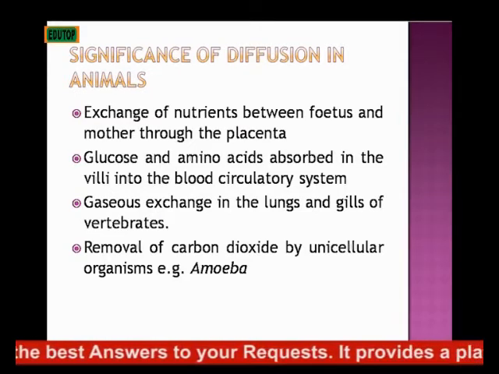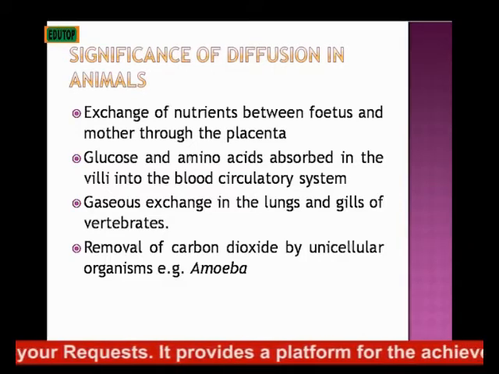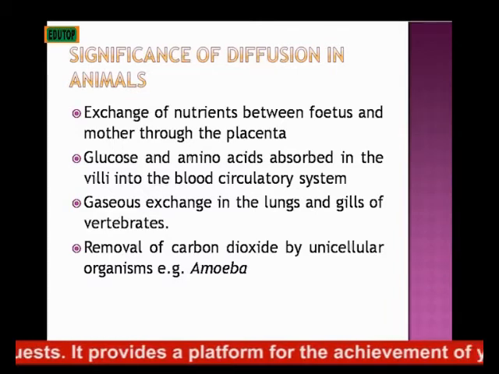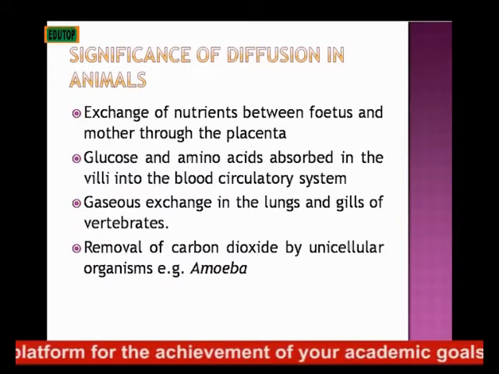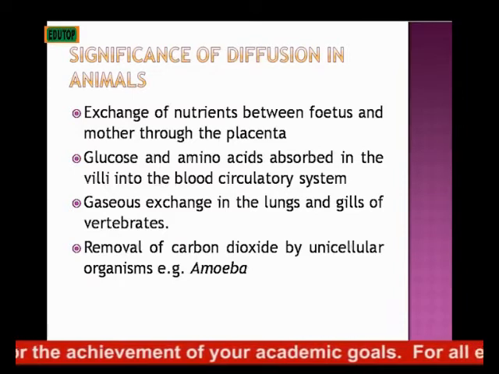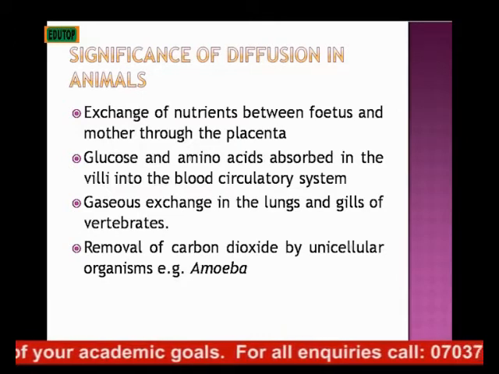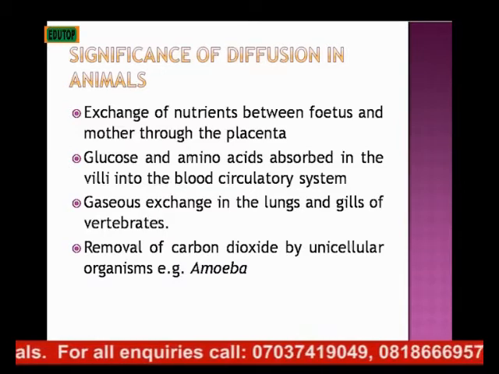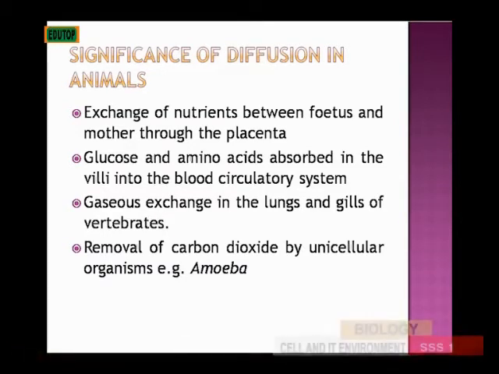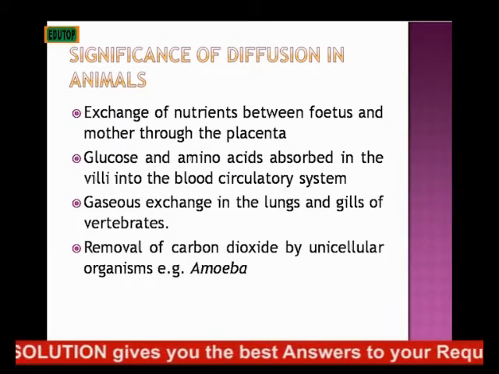Another significance of diffusion in animals is the transport of glucose and amino acid in the villi into the blood circulatory system. You know, when you eat your food and it is being digested, it gets into the villi, the useful ones, while the ones that are not useful to the body are taken to the large intestine and taken away from the body.